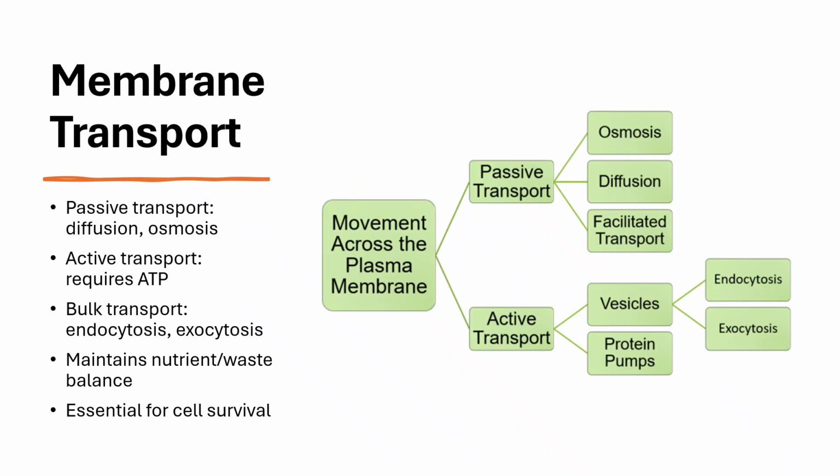Cells rely on transport to exchange materials with their environment. Passive transport includes diffusion and osmosis, which require no energy. Active transport uses ATP to move substances against concentration gradients.